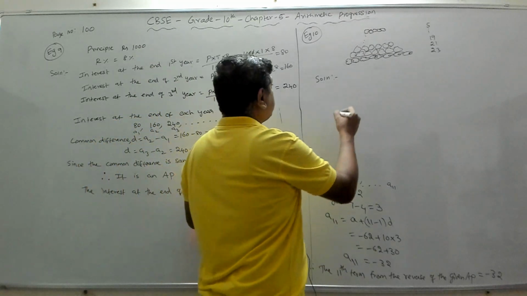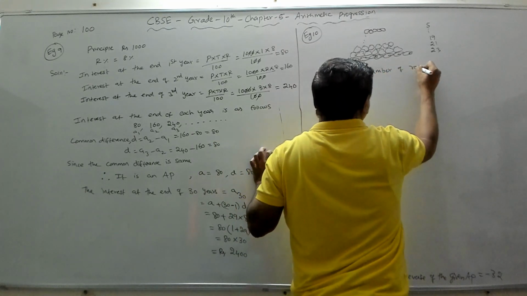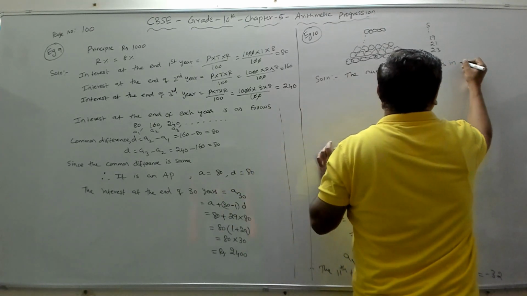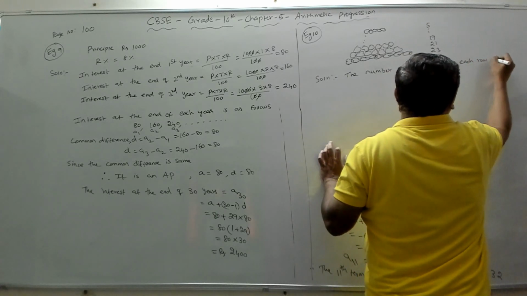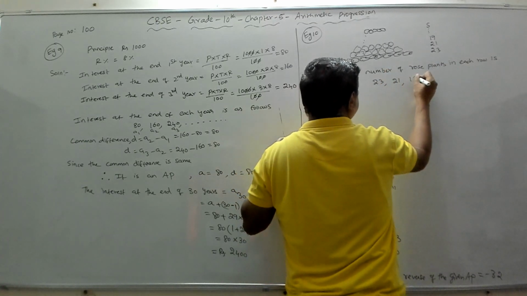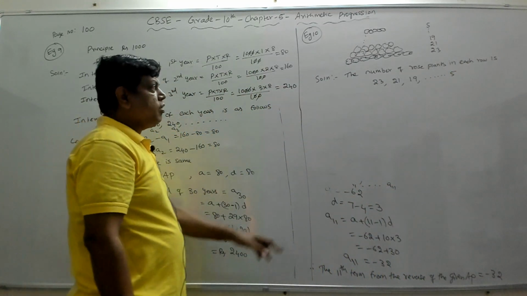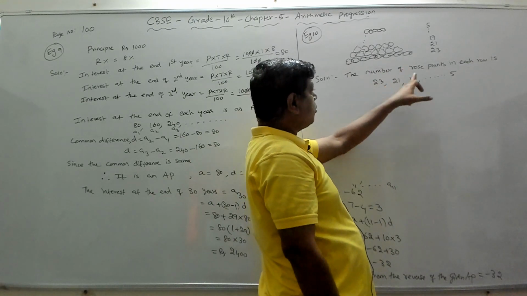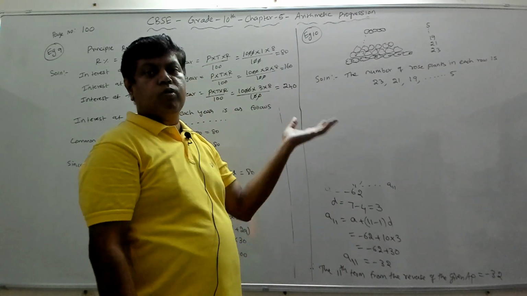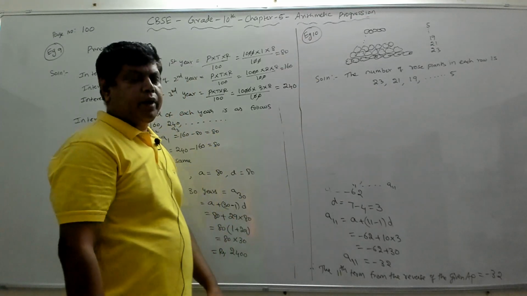Which means we will say the number of rose plants in each row is, we'll write that. So 23 in the first row, 21 in the second row, 19 in the third row, like that, 5 in the last row. Now to find how many rows there are, this is the first row, second row, third row, like that. I will call the last row the nth row, and we have to find n. That n will give the number of rows in this flower bed, right?